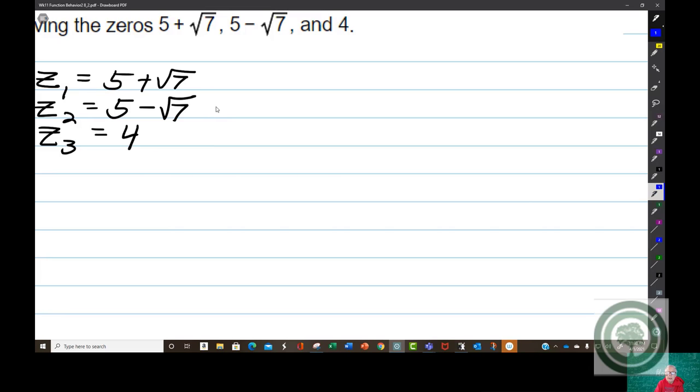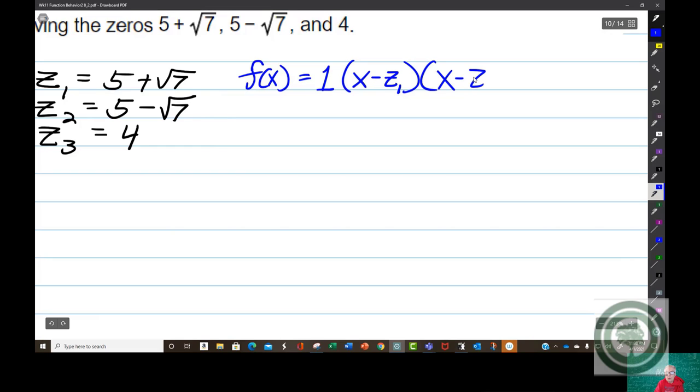Okay, how do I get the polynomial? I use, well, I can make that blue. F of x equals 1 times x minus z1 times x minus z2. I should have said a times x minus z1 times x minus z2 times x minus z3. So we're going to have f of x equals. This is 1 times that.